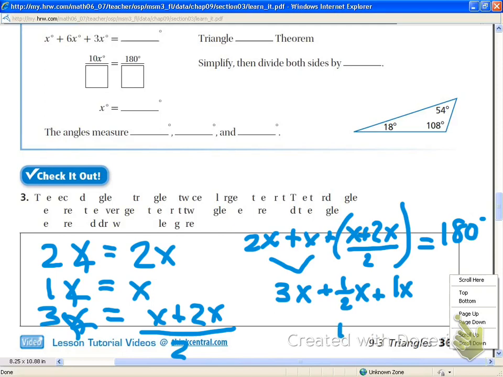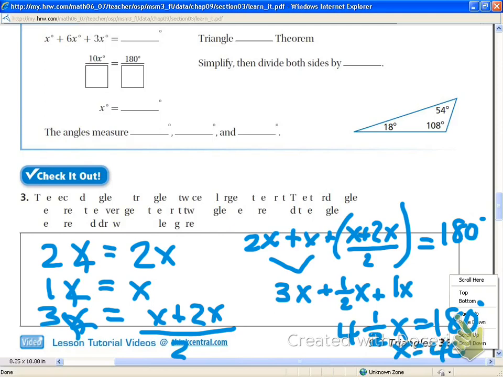4.5x, and this equals 180. So what's 180 divided by 4.5? Greg? Greg got 40. Kenny? For angle 1, I got 40 degrees. For angle 2, I got 80 degrees. And angle 3, I got 60 degrees. They add up to 180 degrees.